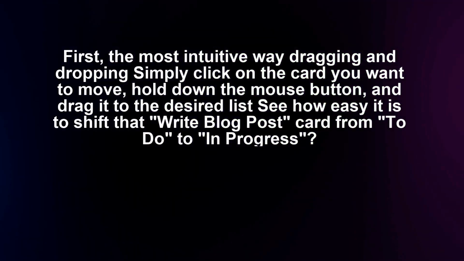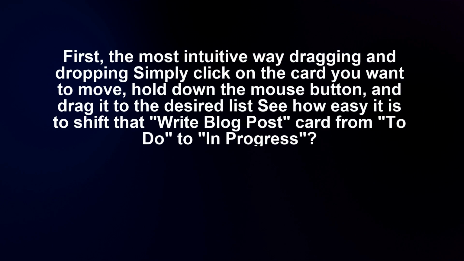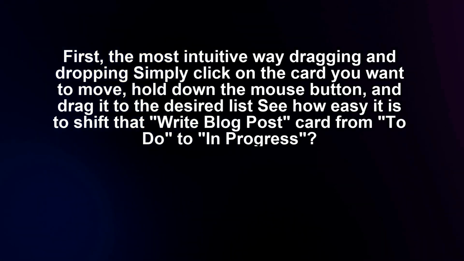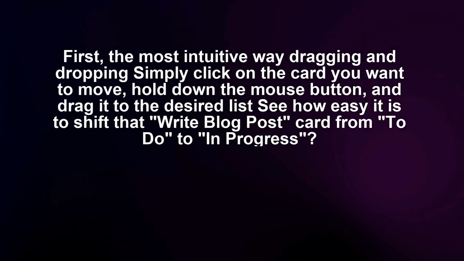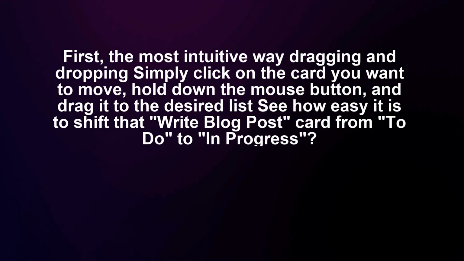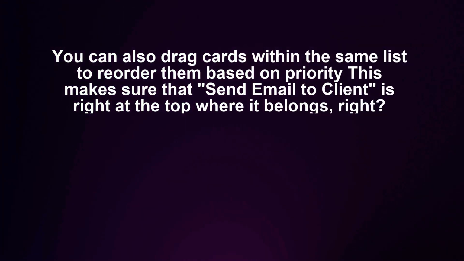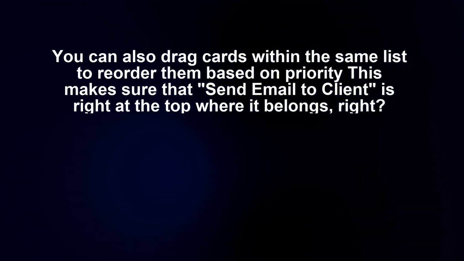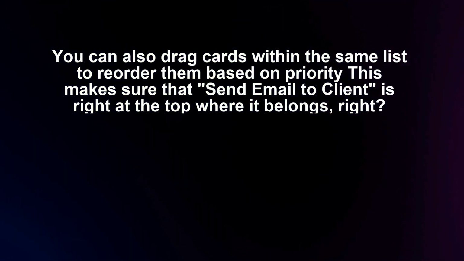First, the most intuitive way: dragging and dropping. Simply click on the card you want to move, hold down the mouse button, and drag it to the desired list. See how easy it is to shift that write blog post card from to-do to in progress. You can also drag cards within the same list to reorder them based on priority. This makes sure that send email to client is right at the top where it belongs, right?